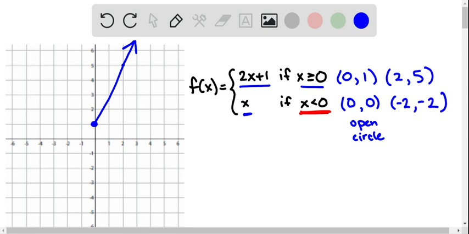So we're starting at (0, 0) with an open circle. We're going through (-2, -2), and continuing from there. So just like this.